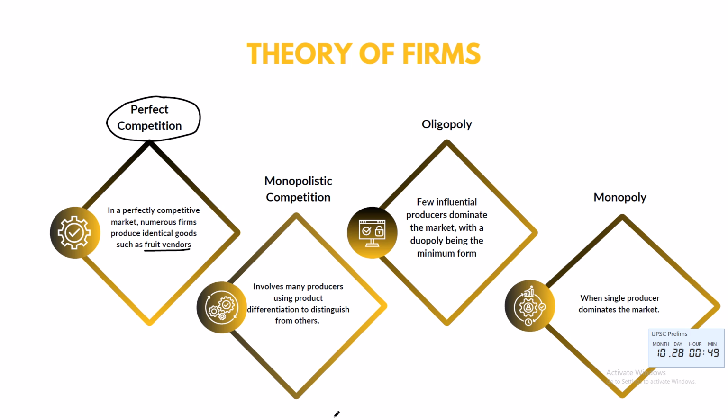Monopolistic competition involves many producers using differentiation to distinguish themselves from others. Consumer awareness of product distinctions is very much essential to buy the correct or proper one.